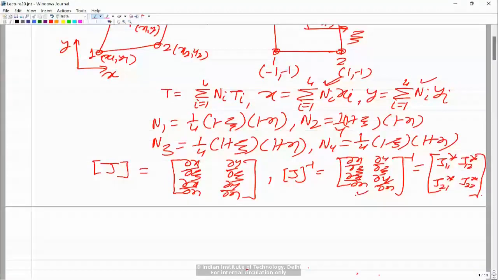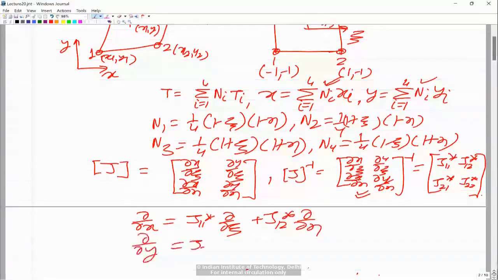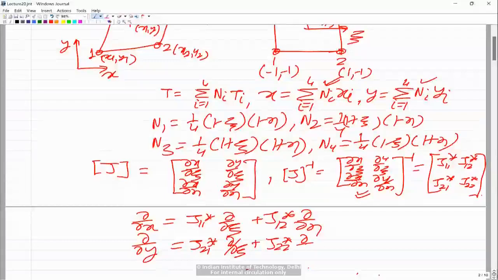And then we had said that the derivative operator relationship was that del by del x is equal to J11 star del by del xi plus J12 star into del by del eta. So from this you will be able to calculate the derivative of the shape function with respect to x, and using this operator relationship, del by del y is equal to J21 star into del by del xi plus J22 star into del by del eta, we will be able to calculate the derivatives with respect to the y coordinate. So we had defined this. So this is where we are, the last class.